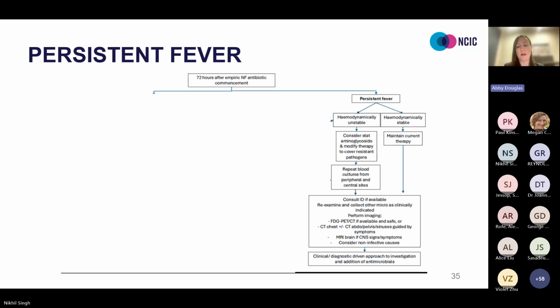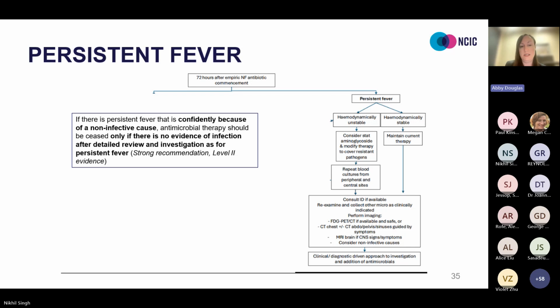The guidelines now suggest either FDG PET-CT or CT, and the decision to use which depends on access, on whether the patient is clinically stable enough for a PET, and cost, of course, is a consideration. If there is any concern about the CNS, then MRI brain is relevant, and also obviously to consider non-infective causes as driving fever as well. If the patient is unstable, of course, we do support escalating therapy. We do definitely suggest repeating blood cultures because you're more likely to have a pathogen identified if someone is deteriorating. And next slide, thanks, Nick.